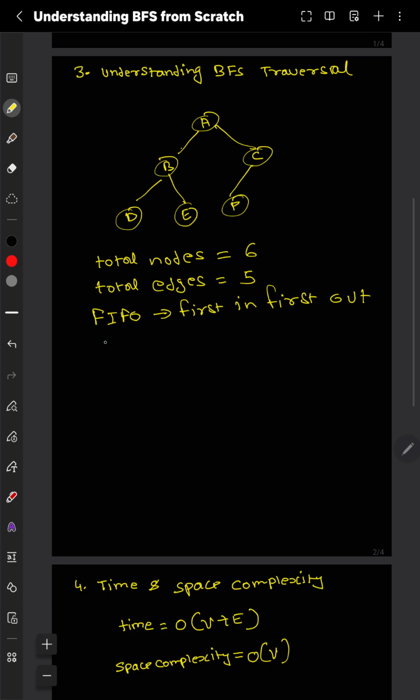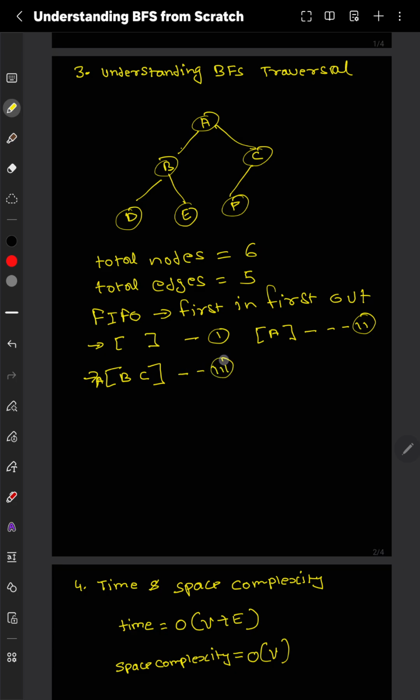The first set would be an empty set, that would be step 1. Second, the first to go in would be, for example, A. So we have A present here, that is step 2. Now since A is the first one to come in, A would be the first one to go out as well. So now A goes out, but if A goes out, what comes in? That is B and C. So B and C come in, that is your step 3.